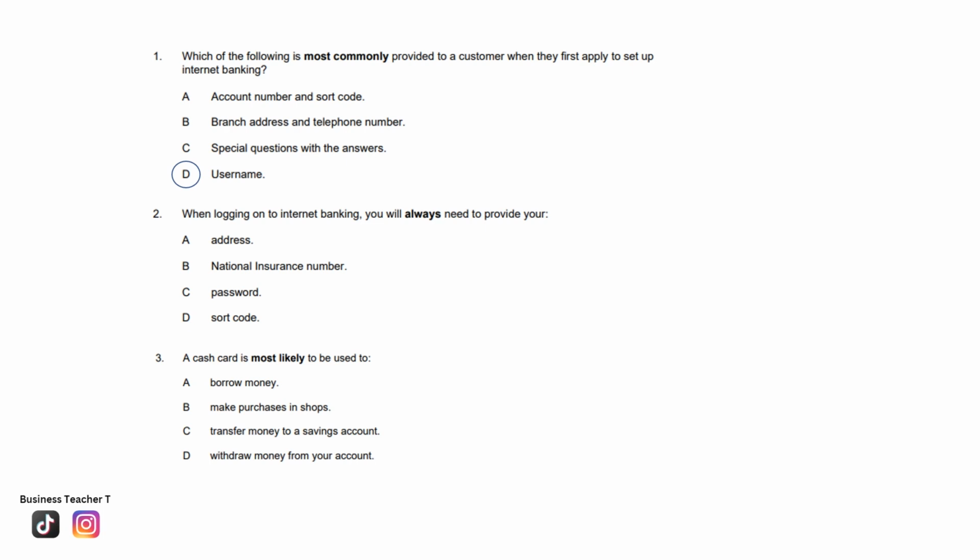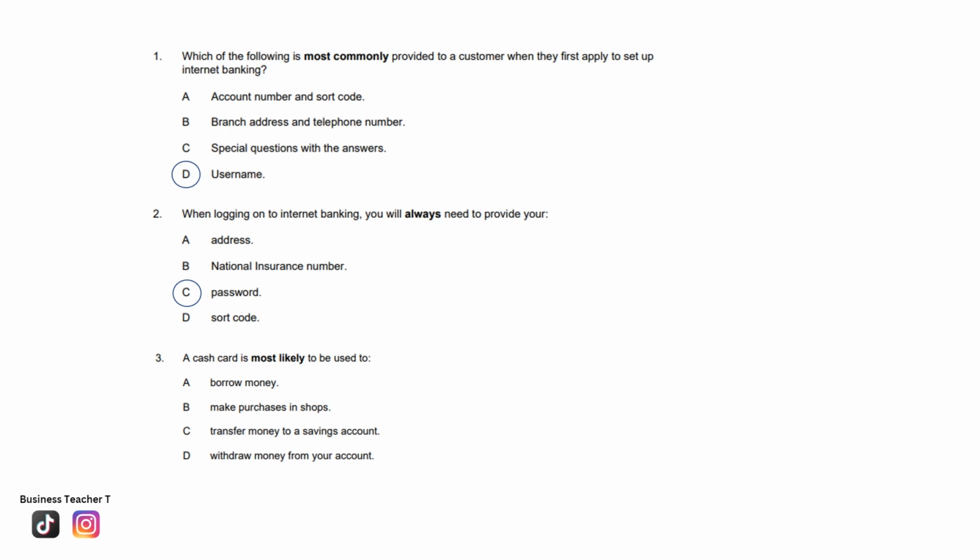Username. Question 2. When logging on to internet banking, you will always need to provide your A. Address. B. National insurance number. C. Password. Or D. Sort code. And the answer is C.